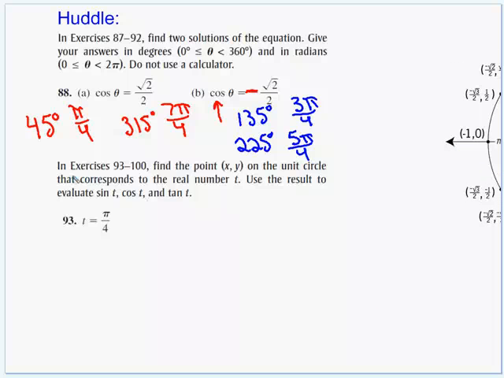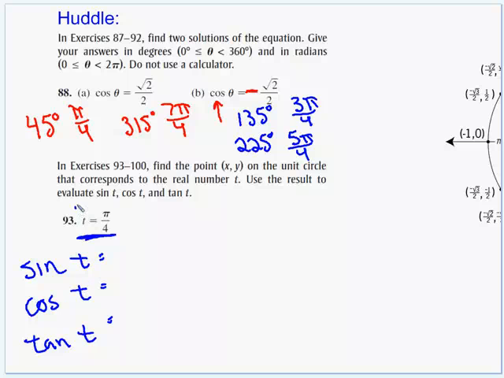Okay, now in the next one it says find the point, x comma y, on the unit circle that corresponds to the real number t. Use the result to evaluate sine of t, cos of t, and tan of t. Well, now they're telling us t is 1/4 pi. And they want us to find sine, cosine, and tangent here.